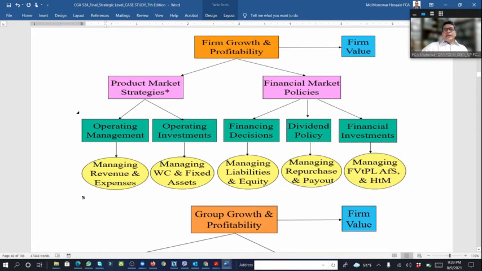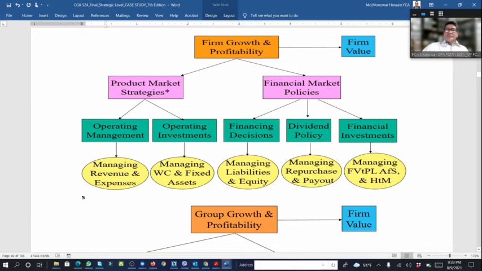And financial market policy: financial decision, dividend policy, and financial investment. So financial decision means managing the liability and equity, and dividend means managing the purchase and payout ratio, etc. Financial investment means managing our investment, that means future value, P&L, etc.